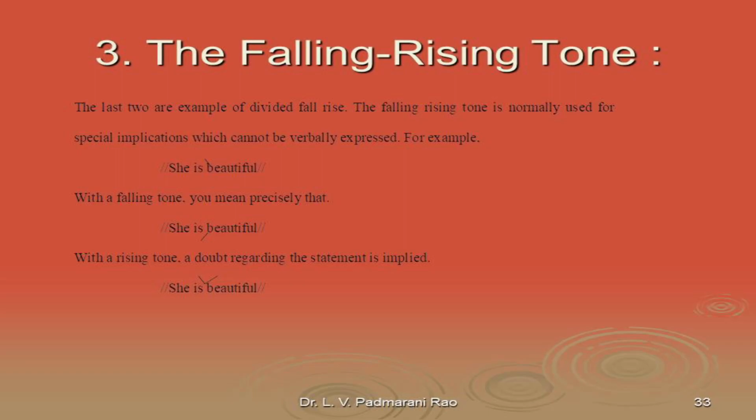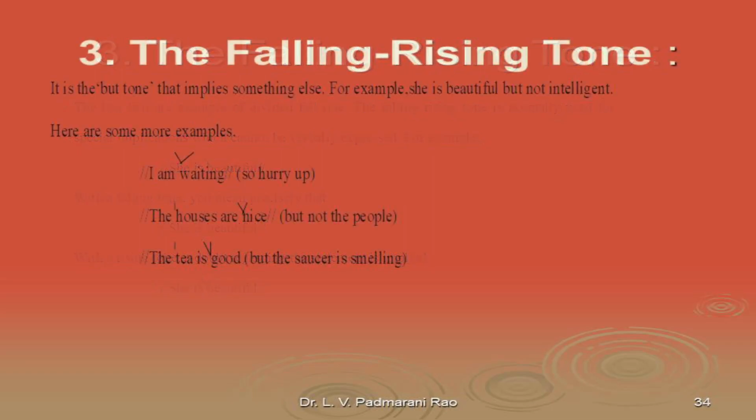Some "but" element has been observed in the falling rising tone. So the same sentence can be given a falling tone with one meaning, rising tone with another meaning, and fall rise tone with an altogether different meaning. It is the "but" tone that implies something else. For example, she is beautiful but not intelligent could be the meaning of it. A few more examples to look at.